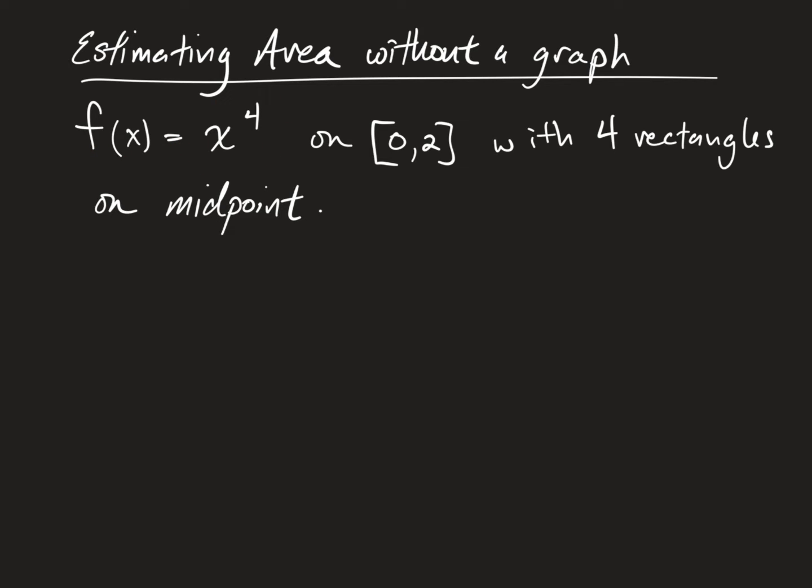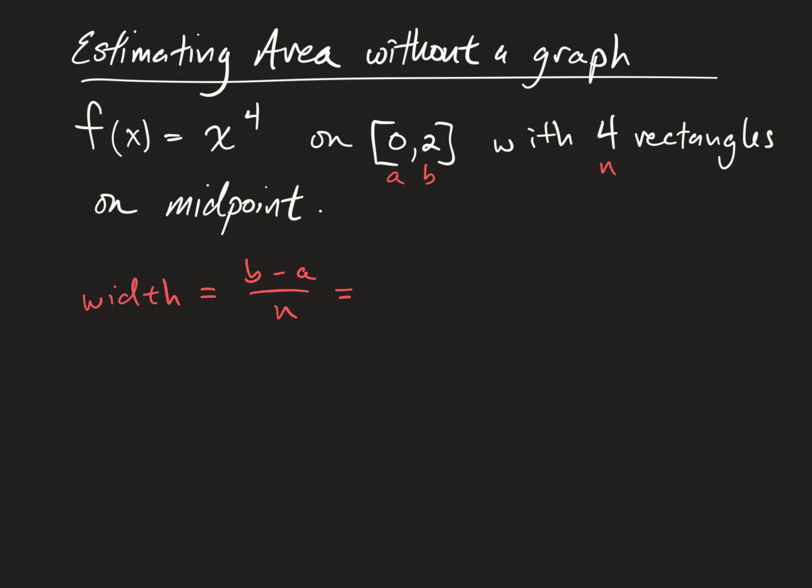For this example, I'm going to be using the function f of x equals x to the fourth power on the interval from 0 to 2, and I'll be using 4 rectangles again. And we're going to estimate this area based on the midpoint of those rectangles. So the first thing you want to do is still find the width of those rectangles. So the width is still going to be b minus a over n. And reminder, a and b come from the interval and n is the number of rectangles.